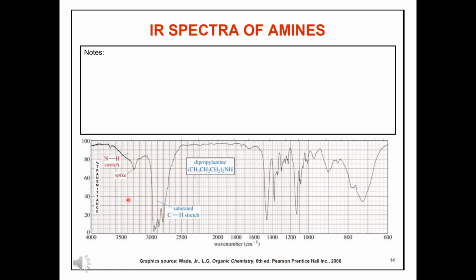So seeing as we only see 1 spike between the 3200-3600 wave number region and it resembles a canine tooth, then this is actually the secondary amine.